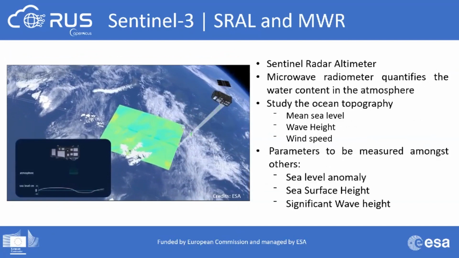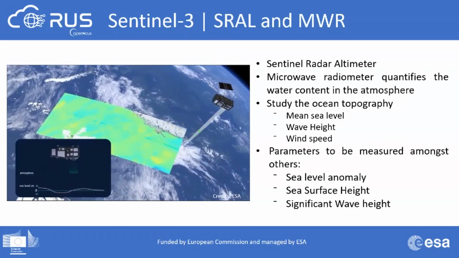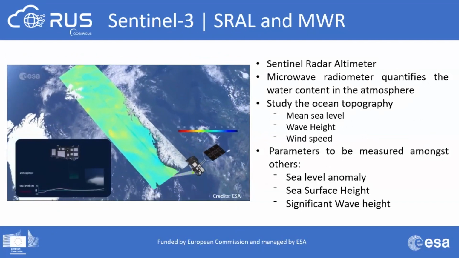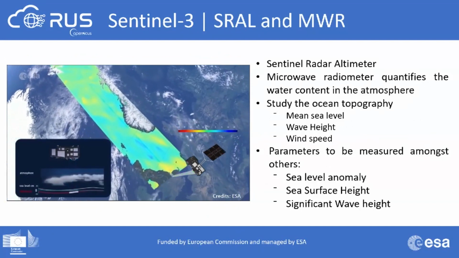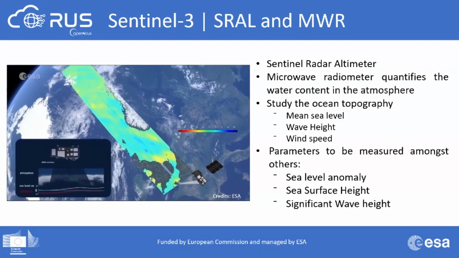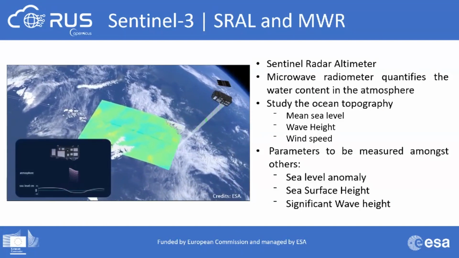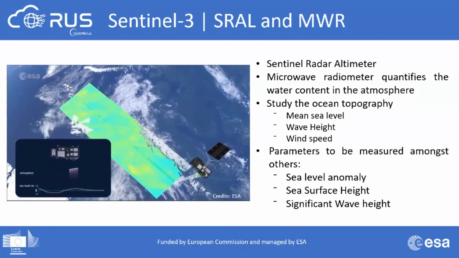The last payload is made up of two instruments, SRAL and MWR. SRAL is the Sentinel radar altimeter, and MWR is the microwave radiometer, which quantifies the water content in the atmosphere. Working together, these instruments will be used to measure several parameters, such as the sea level anomaly, the sea surface height, or the significant wave height.